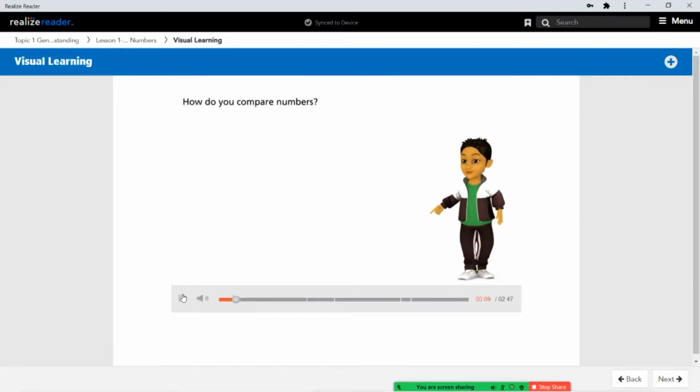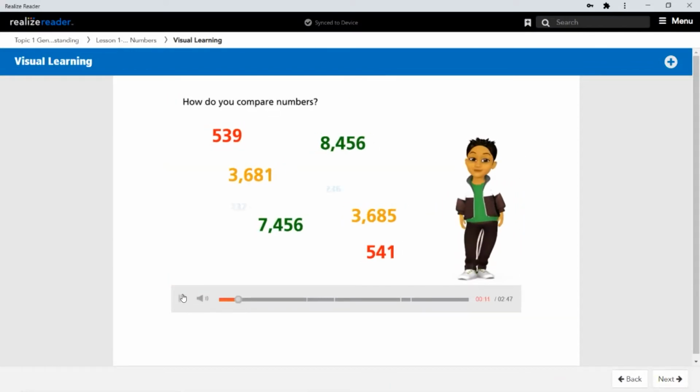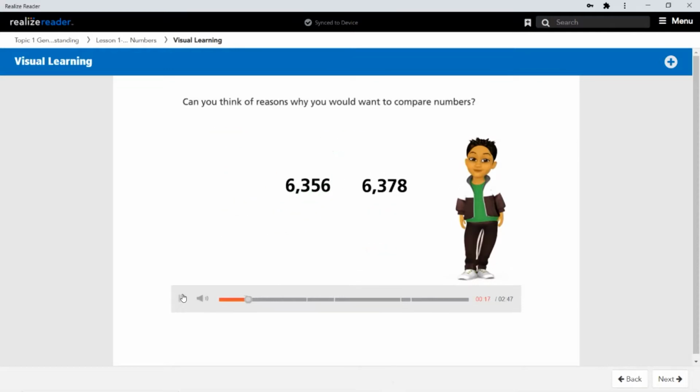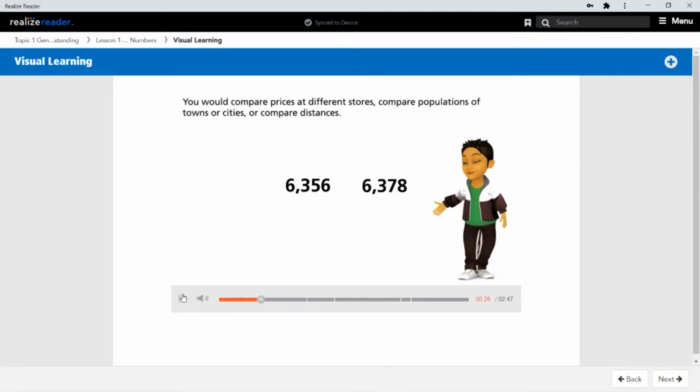How do you compare numbers? Can you think of reasons why you would want to compare numbers? You would compare prices at different stores, compare populations of towns or cities, or compare distances.